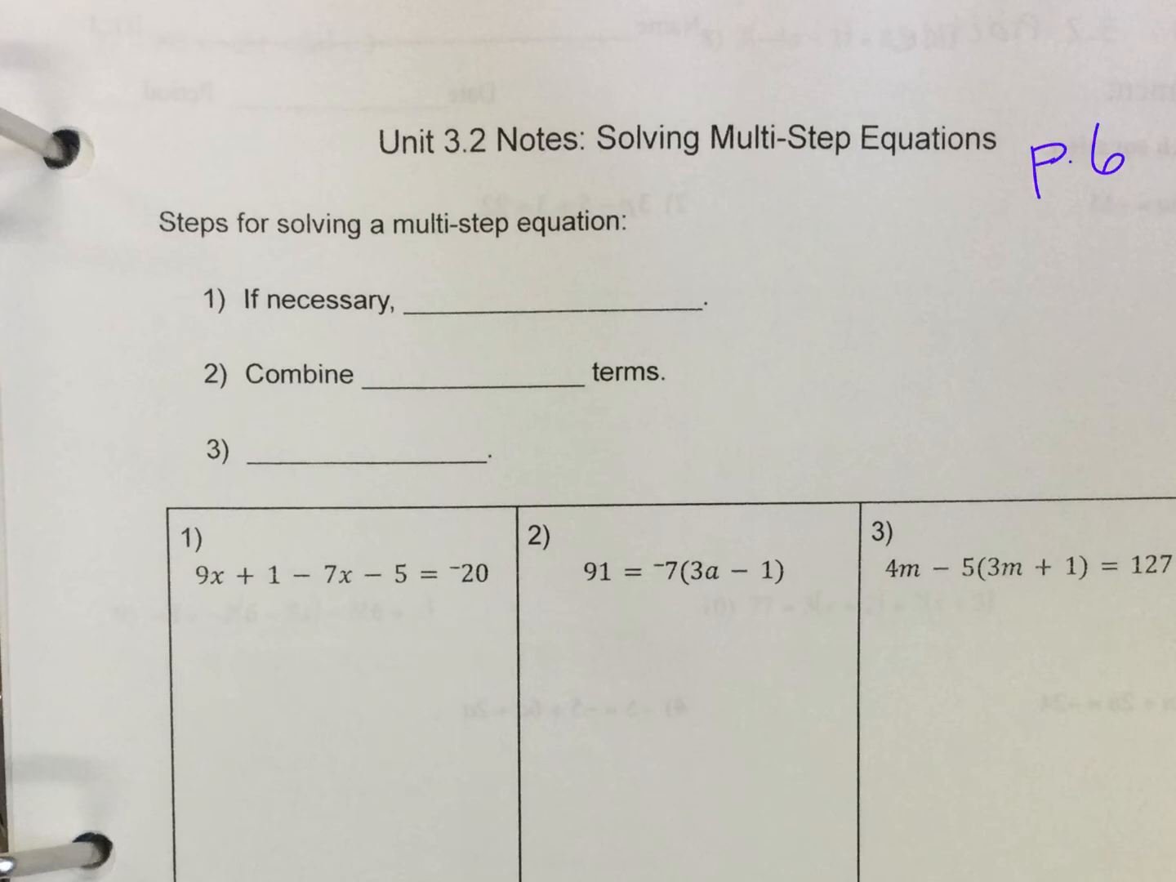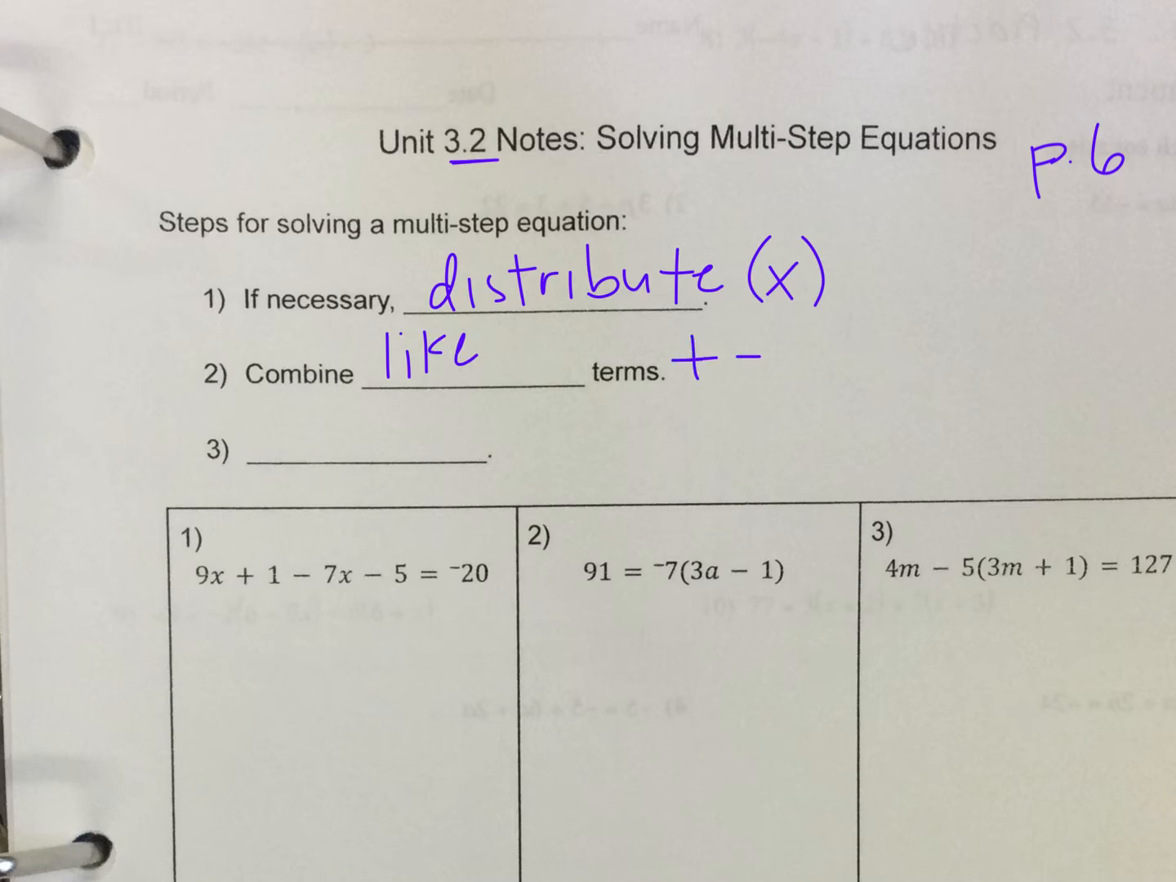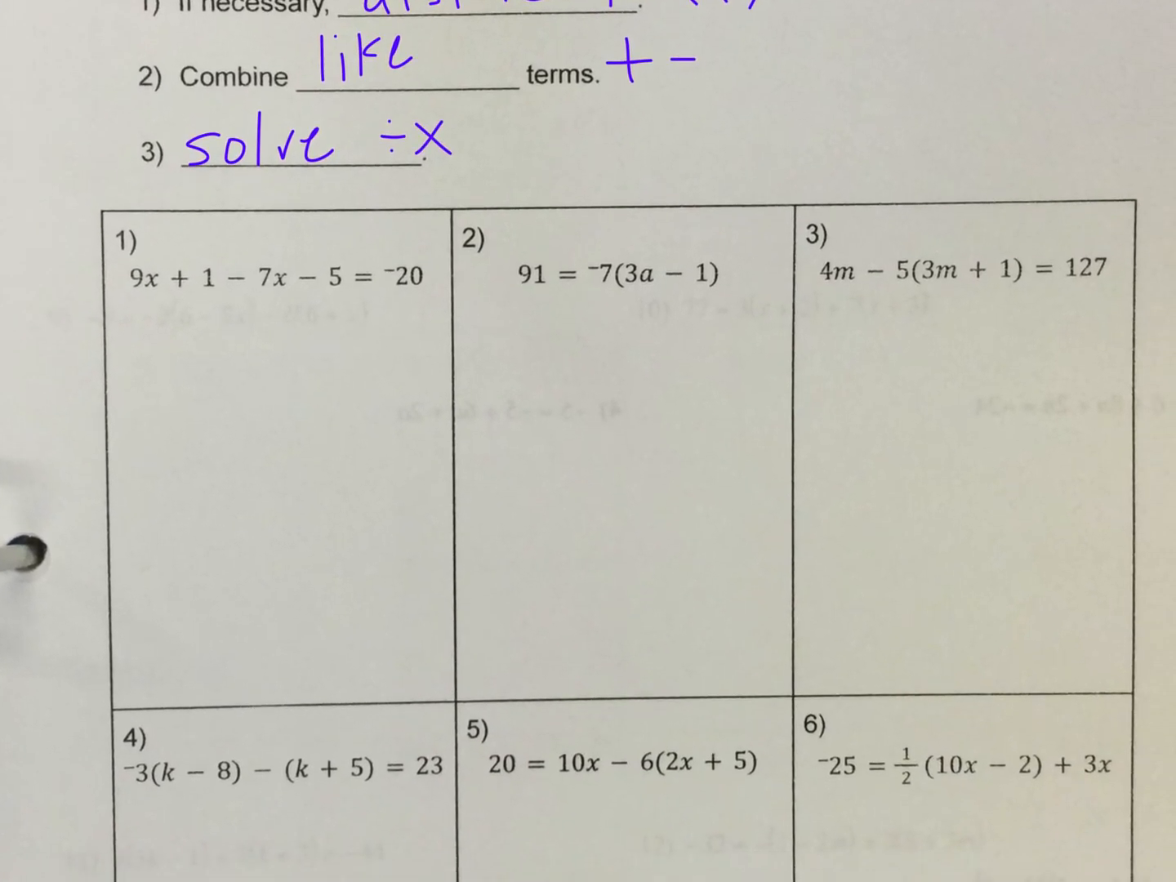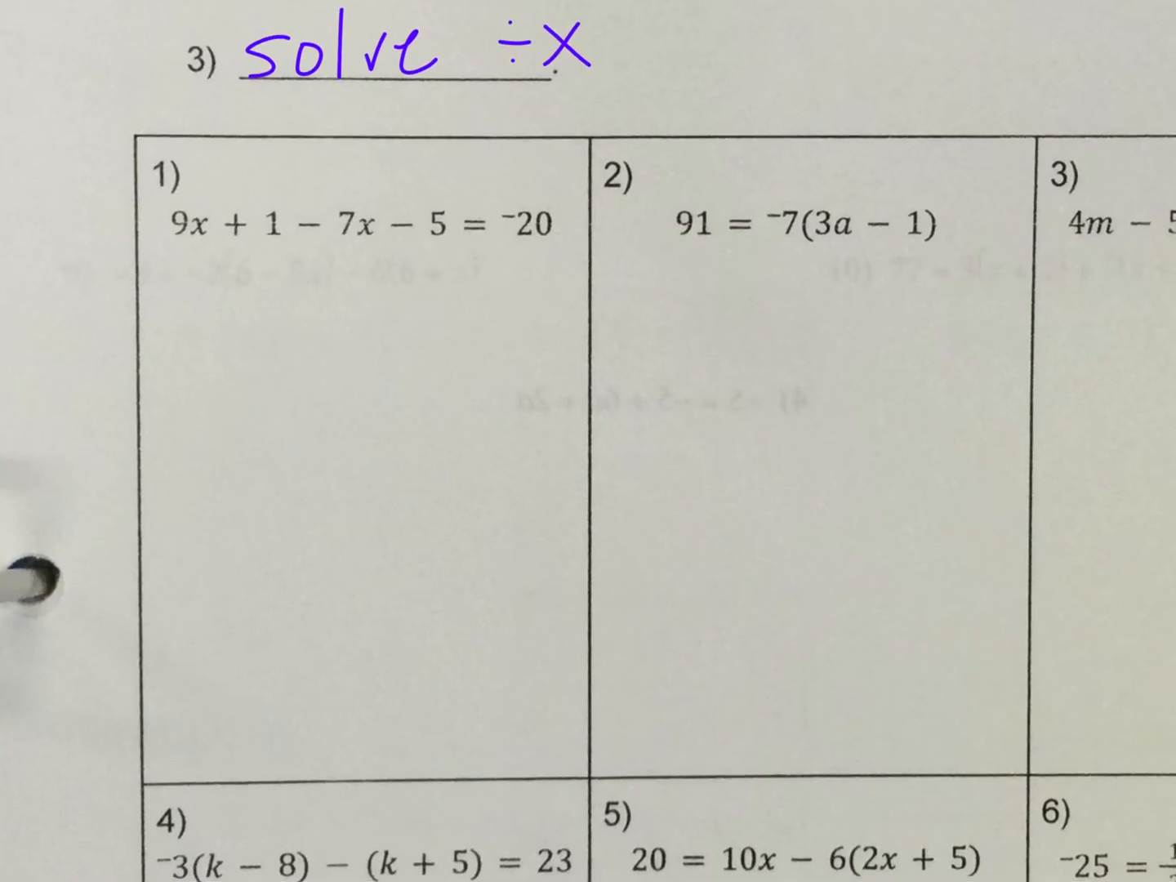This is page 6 of your 3-2 notes. To solve multi-step equations, first, if you see parentheses, you need to distribute, and we remember that means multiply. Then we're going to combine any like terms. That'll be with addition or subtraction. And then we're going to solve it, and that'll be with our division and our multiplication. So I'm going to work you through 6 real ugly problems, and that is what we're doing today.